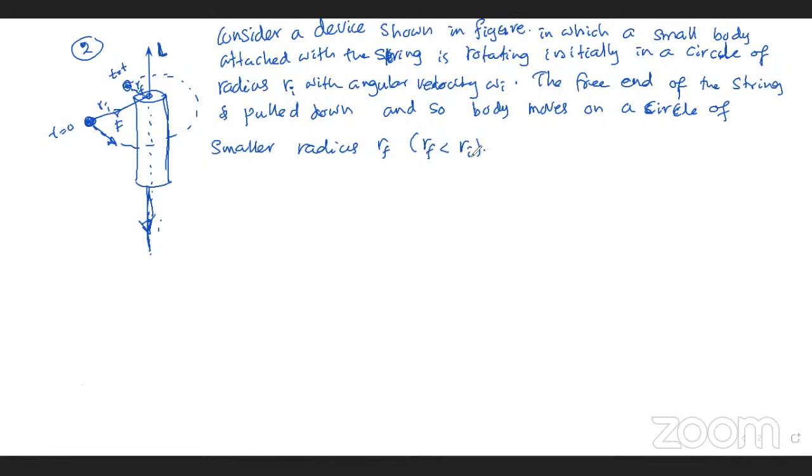Smaller radius. If you pull down this string, the string passes through this hole here, and if you pull down, the radius reduces. The other way, if you use this string that wraps around the cylinder, the same thing happens, right? So next I will write that one. Here you can write this one, smaller radius Rf.